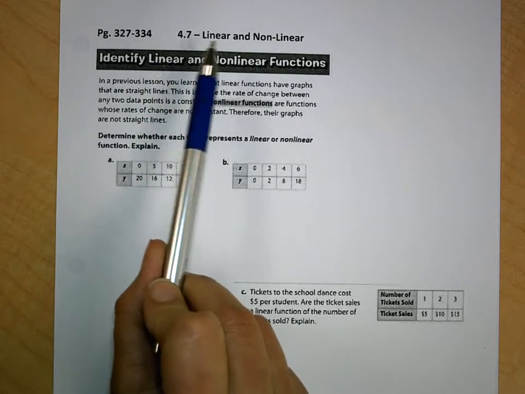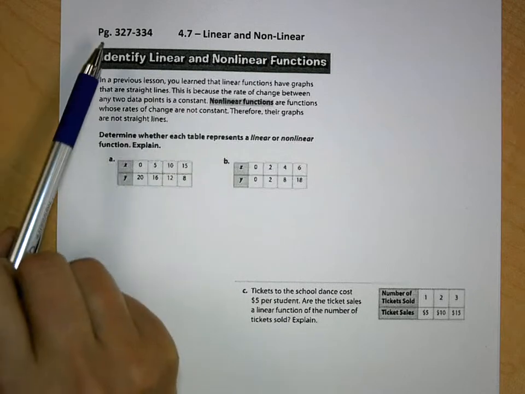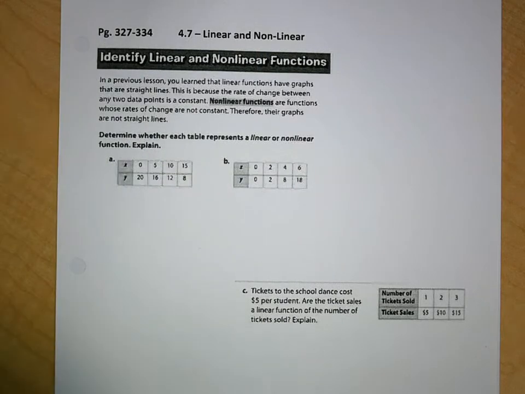So here we go. I will hopefully have already warned you a day ahead of time to have your headphones. So this is 4-7, linear and nonlinear functions, page 327 in your workbook. And here's our short notes page that the sub will pass out to you.